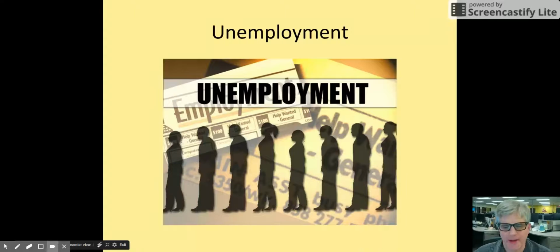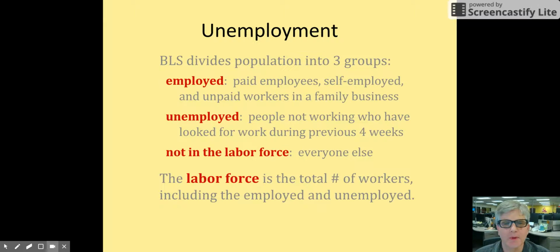Unemployment. We're talking about unemployment and how it's calculated, the different types of unemployment, and the cost of unemployment. The Bureau of Labor Statistics divides our population into three groups.